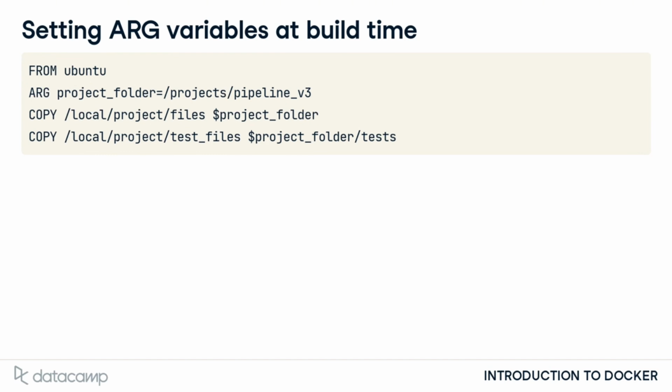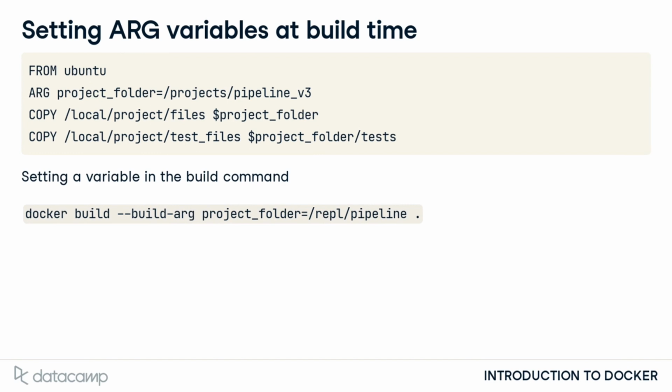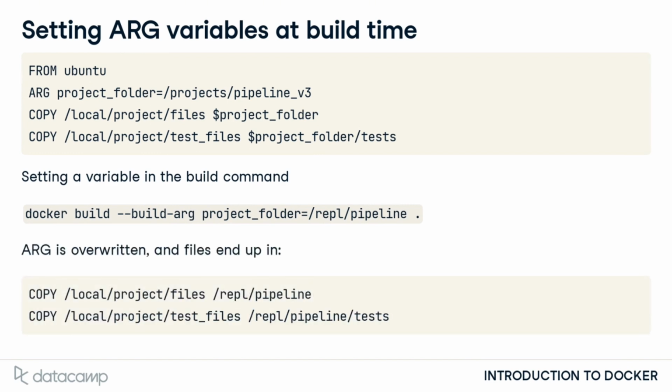At the top of the slide, you see the same example Dockerfiles as on the previous slide. By using the build-arg flag when running docker build, we can set another value for the project folder variable, which overrides the original value during that build.